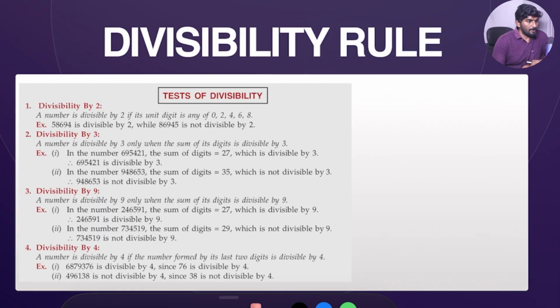Welcome to this session. In this session we will be talking about divisibility rules. So what is divisibility?